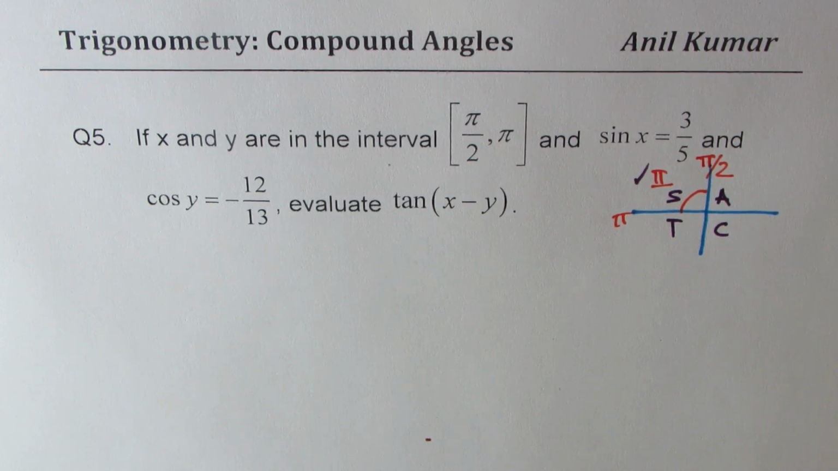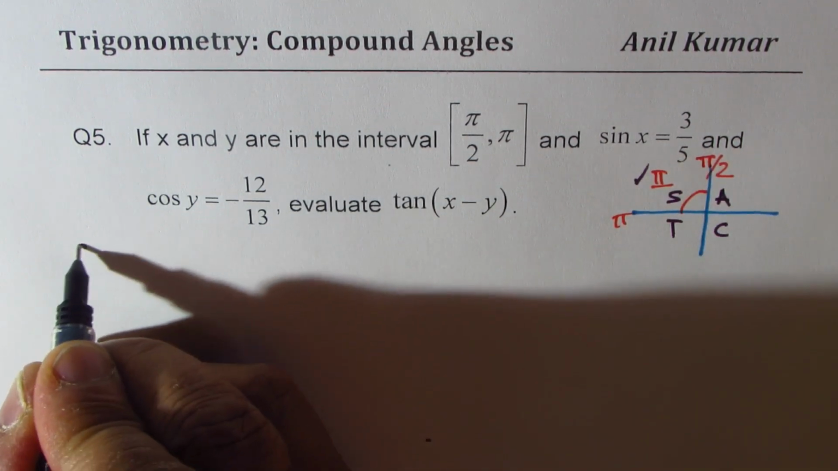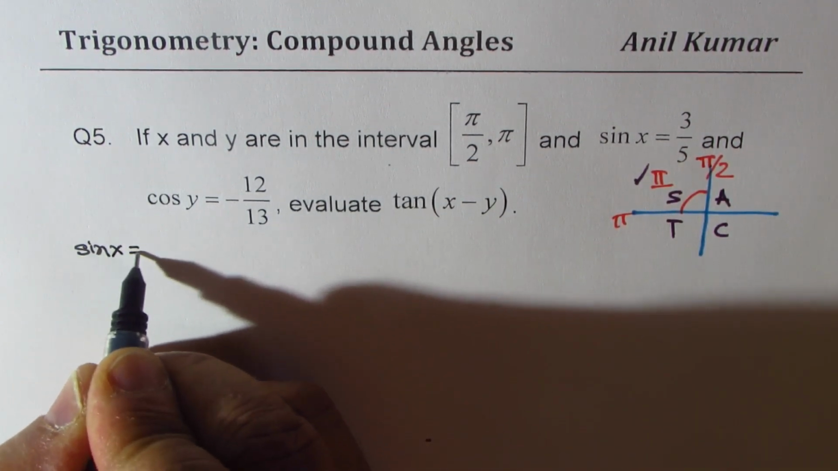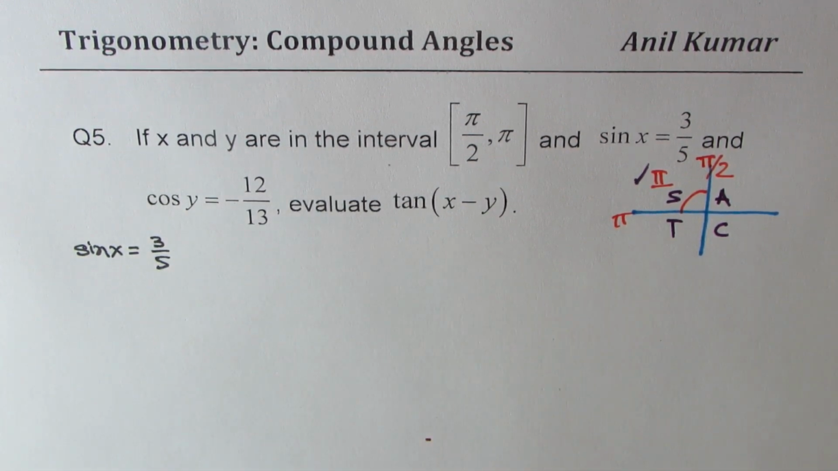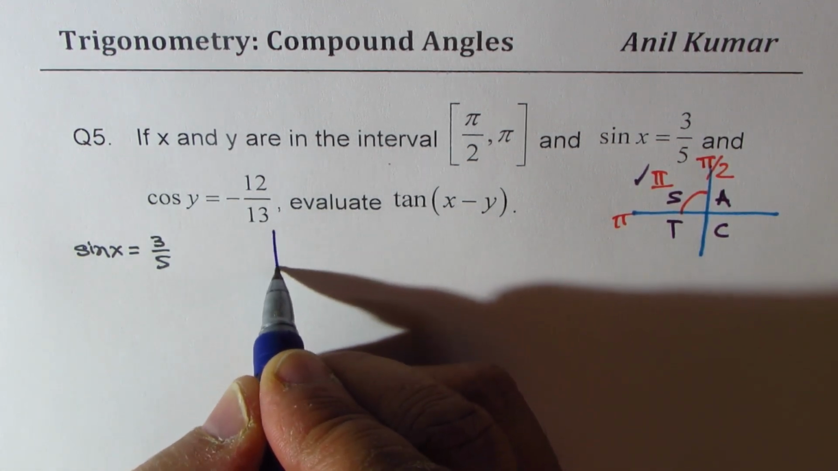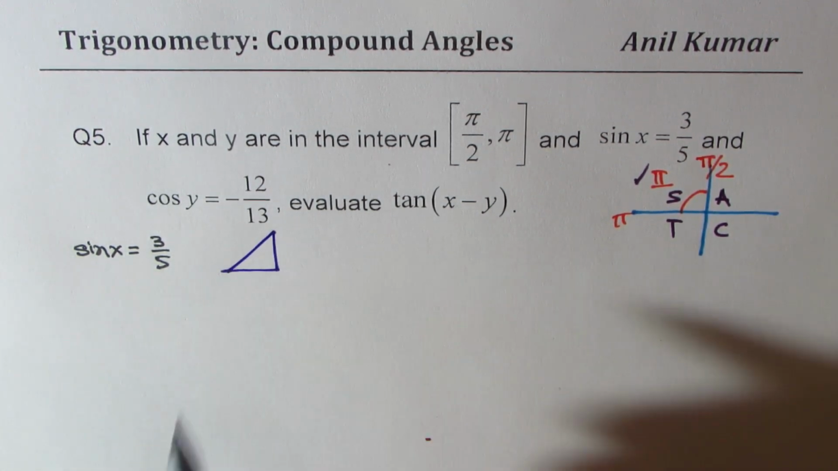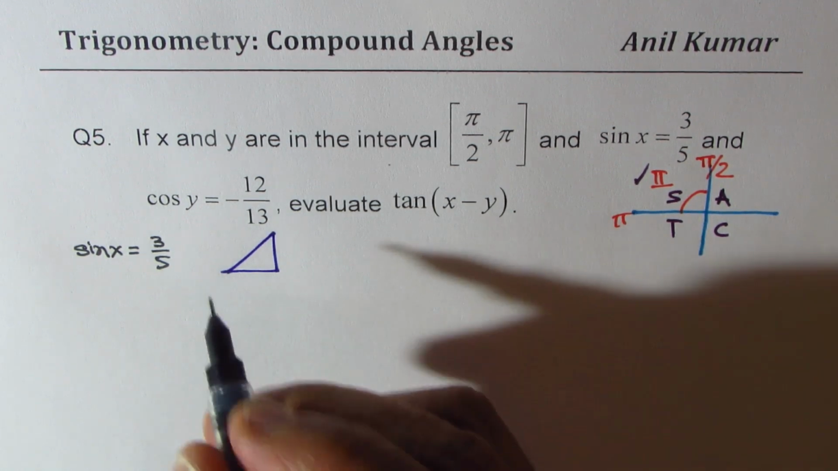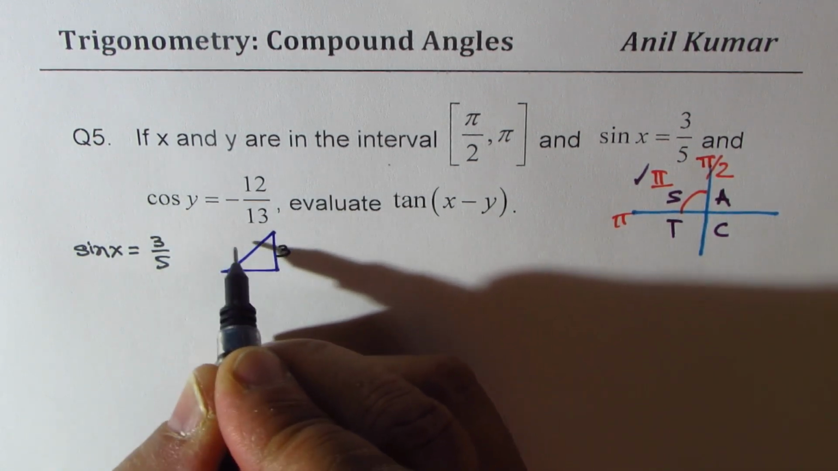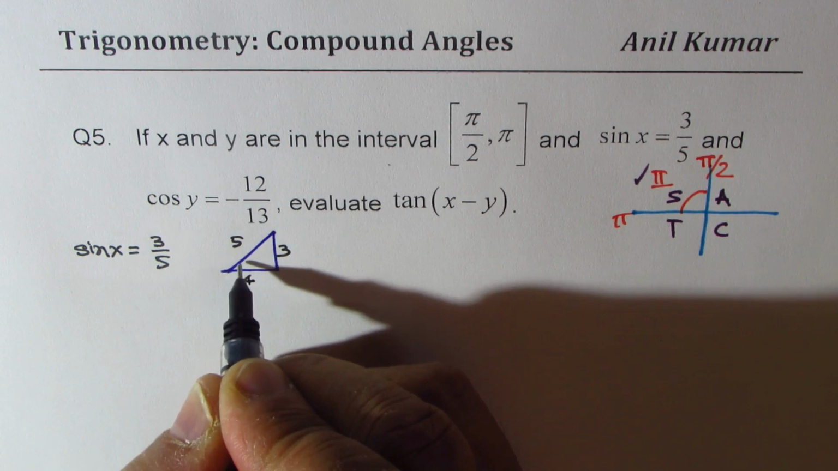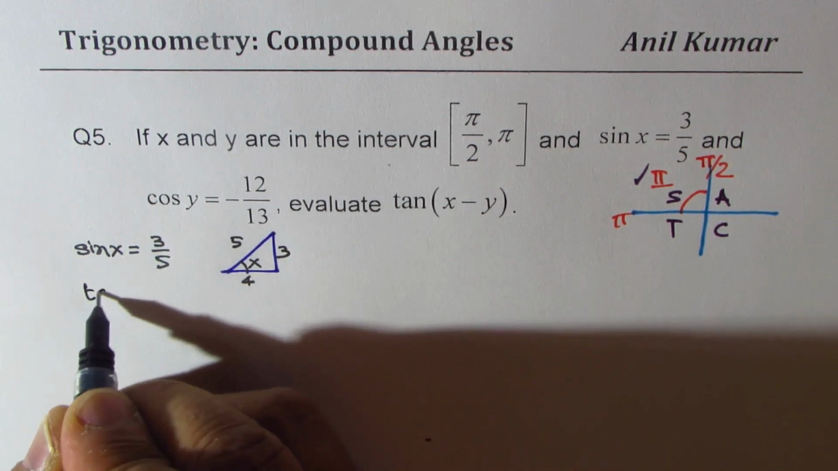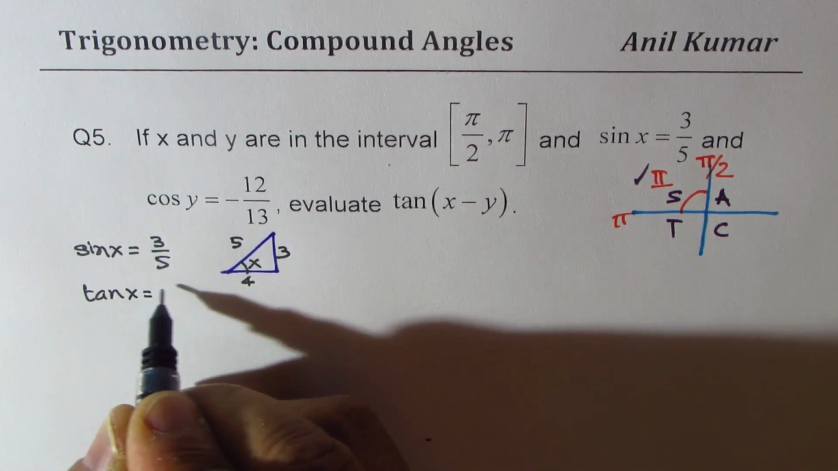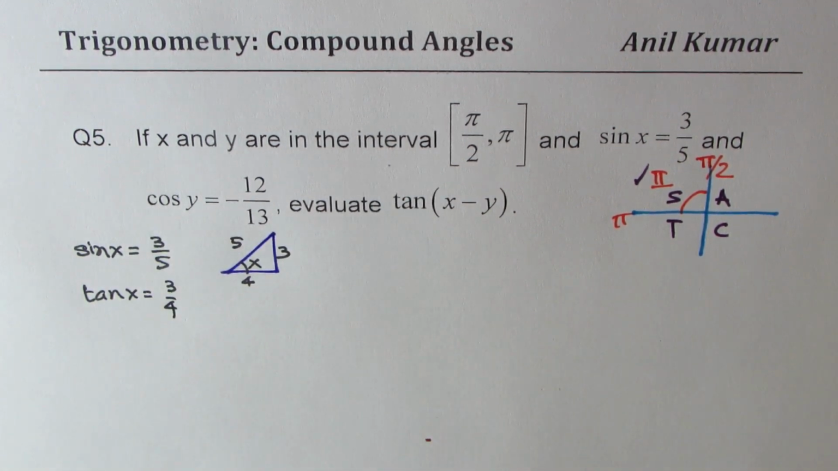So what we are given here is sine x equals 3 over 5. This reminds you of the right triangle 3, 4, 5, right? Let me just sketch it here. So sine value means this is 3, that is 5, and this is 4, and this angle is x. So clearly we have tan x, which will be 3 over 4.